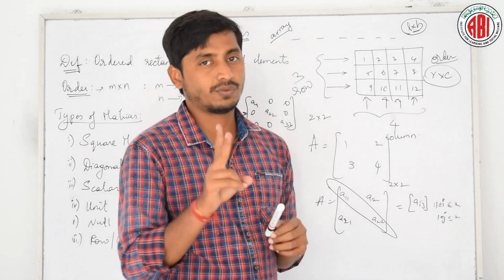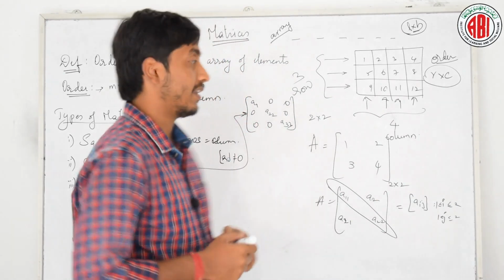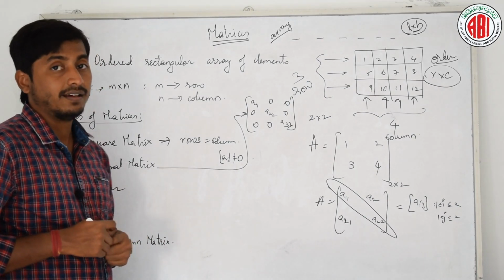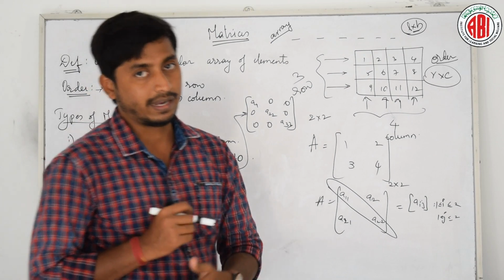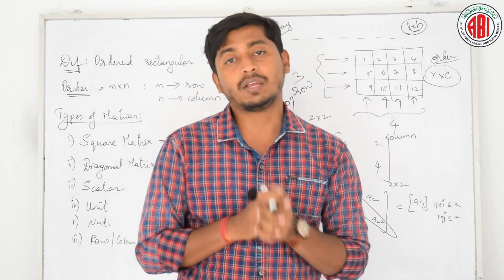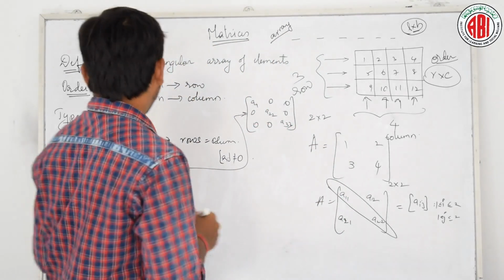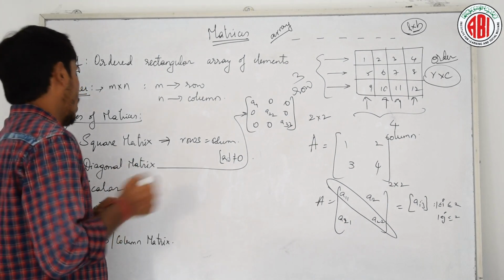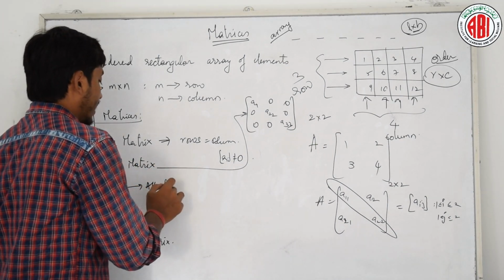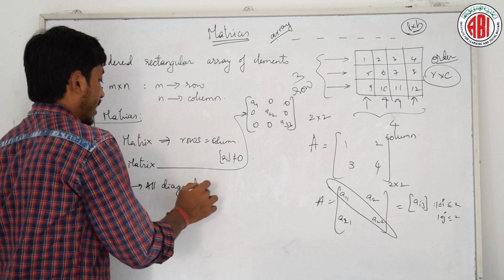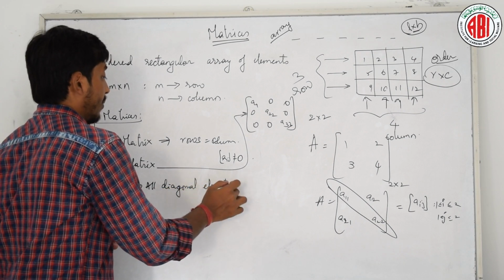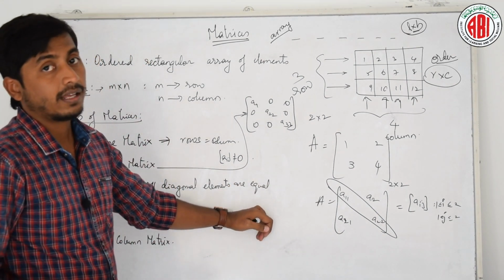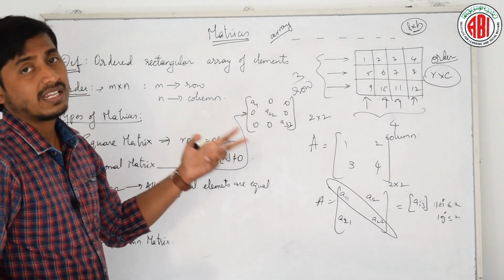What was the first definition? Square matrix. What was the second definition? Diagonal matrix. Then let us see the third one. Scalar matrix. A scalar matrix is a square diagonal matrix in which all diagonal elements are equal, right? See here, a scalar matrix is a square matrix in which all diagonal elements are equal, and we know that the remaining elements are obviously zeros.